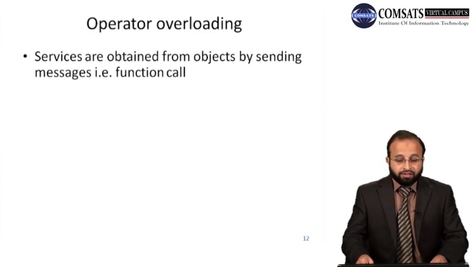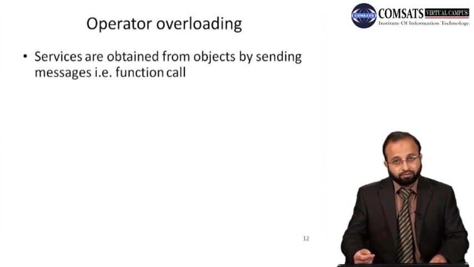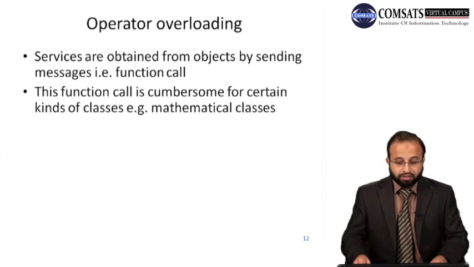So we have already seen that services are obtained from objects by calling functions, that is by sending a message to the object, and sending a message is equivalent to a function call. So we have an object, using that object we call a function, that is we are sending a message to an object, and this function call is sometimes cumbersome for certain kinds of classes, for example mathematical classes. So you just want to avoid the function call all the time. For example, in the case of mathematical classes, we will see how.